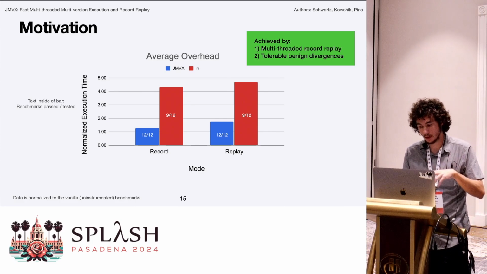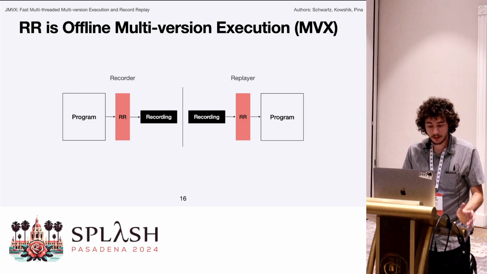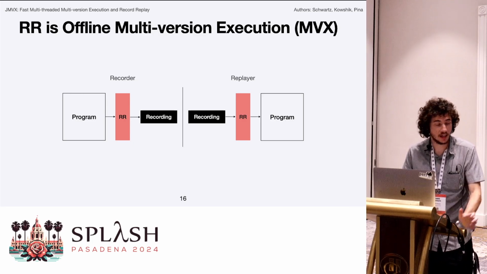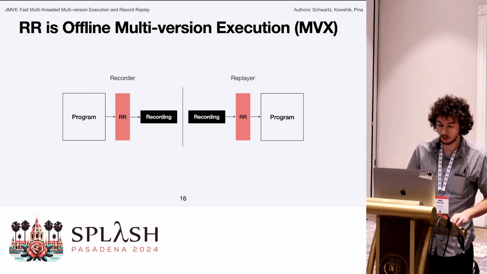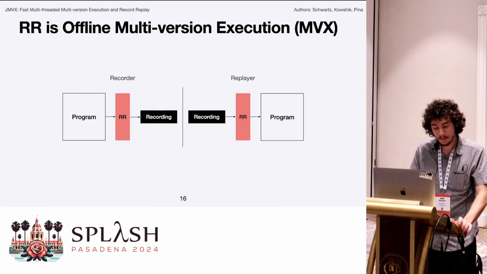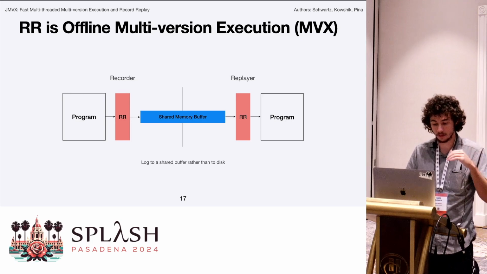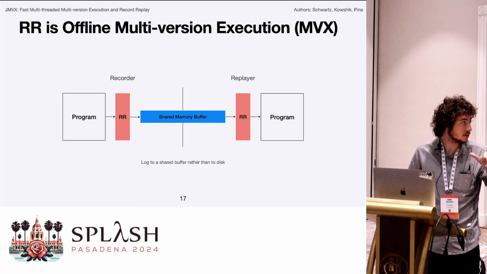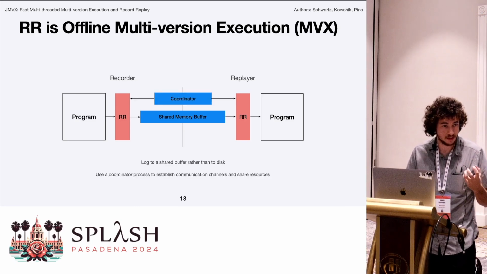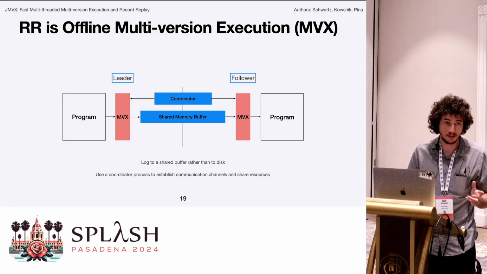So let's loop multi-version execution back into this before I explain how the system works. Something to notice is record replay is offline multi-version execution. So this is kind of the diagram of how a record replay system looks, where you will create a recording from your program, and later on you'll replay it. If instead of doing this at 2 different times and sending these recordings to disk, you sent this recording to a shared memory buffer, and you split this between 2 JVMs, and you have maybe another process that's a coordinator that sets up these initial connections, what you're really looking at is not record replay. You're looking at multi-version execution.